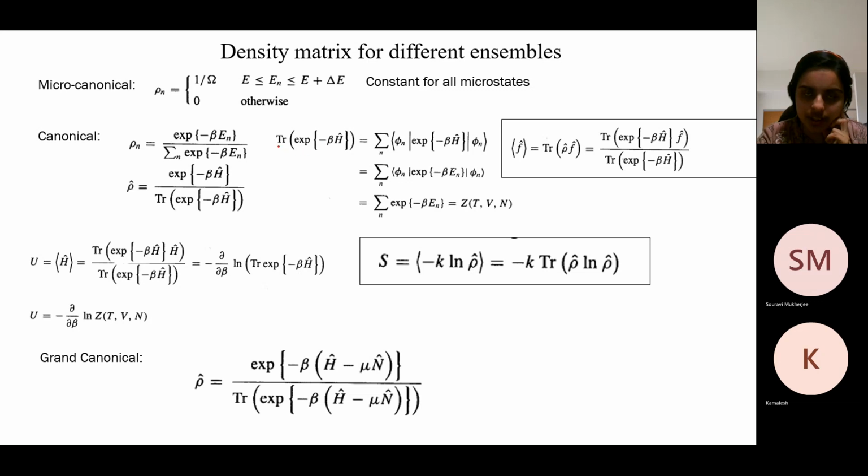Z is the trace of e to the power minus beta H. And what is H now? H is your Hamiltonian operator now. And H can be written as (n plus half) h cut omega, right? For a harmonic oscillator. And n can vary from 0, 1, up to infinity, right?